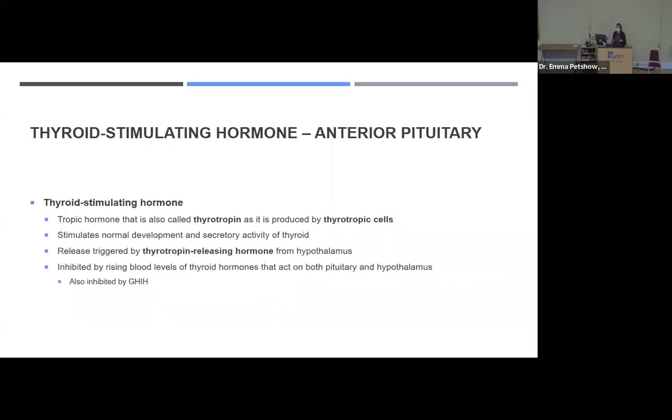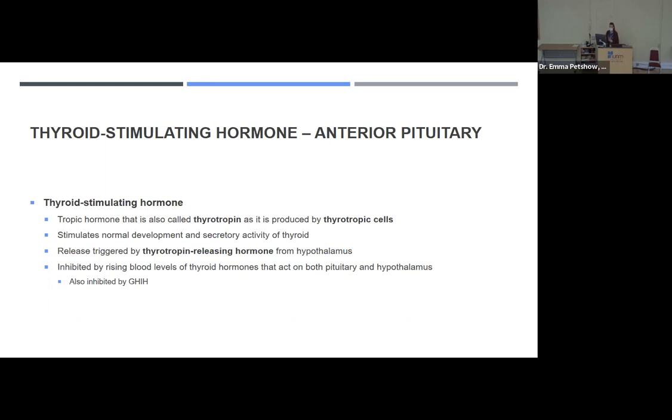All right, a little bit into the thyroid. So we just talked about growth hormone. We're going to talk a little bit about thyroid now, specifically TSH, and then we'll move into thyroid hormones in the next slide. But TSH, thyroid stimulating hormone, is released by our anterior pituitary as well. It's a tropic hormone, also called thyrotropin. It's produced by thyrotropic cells.